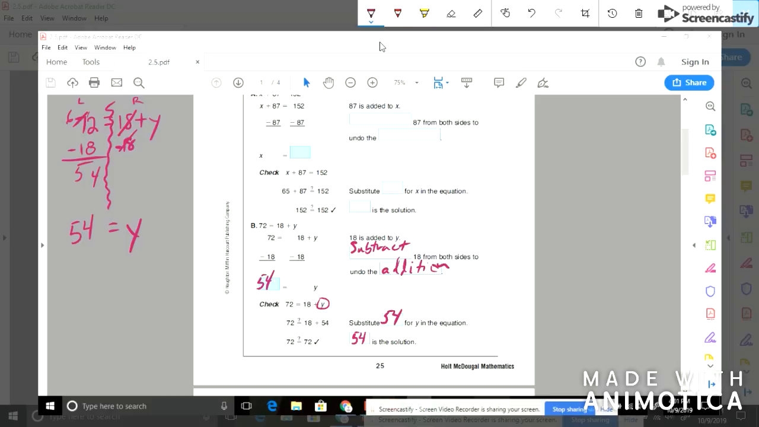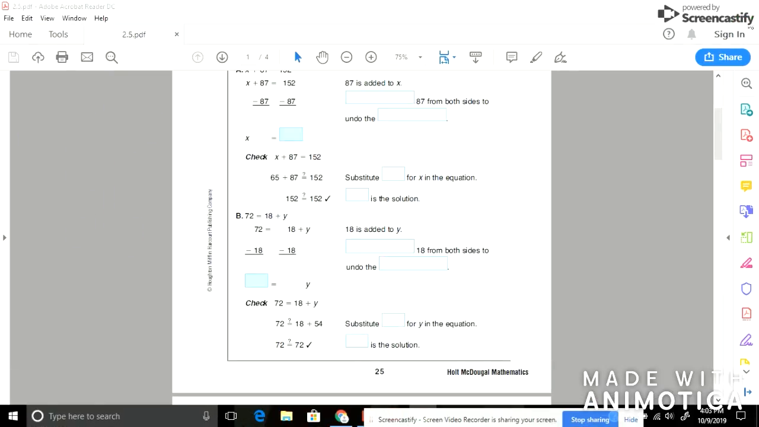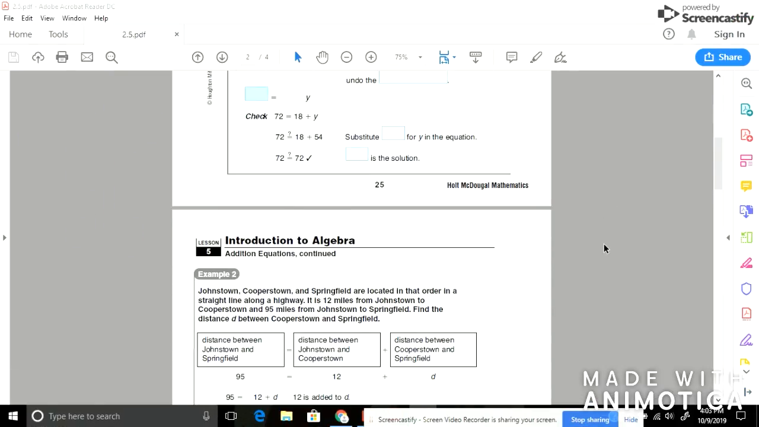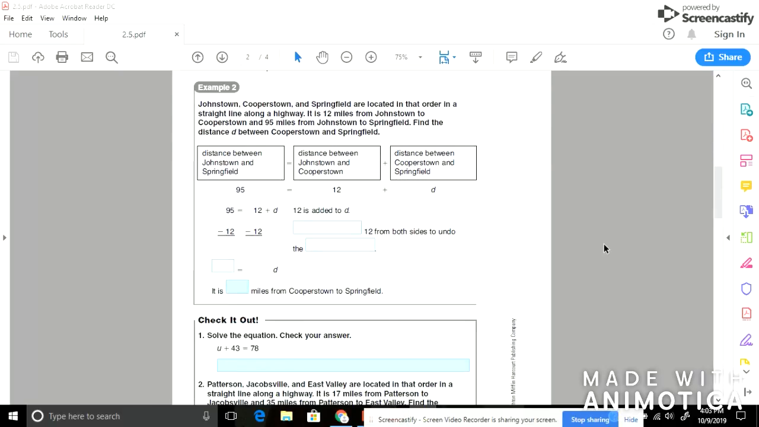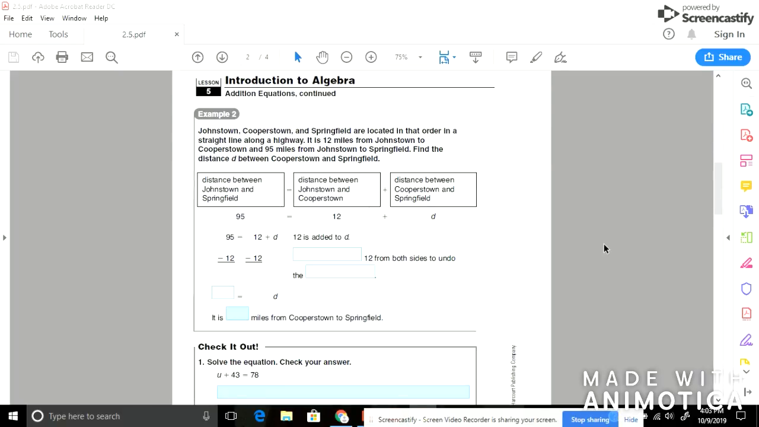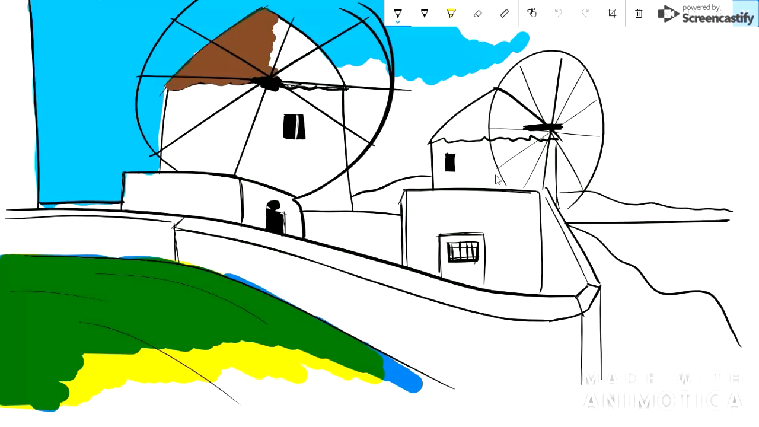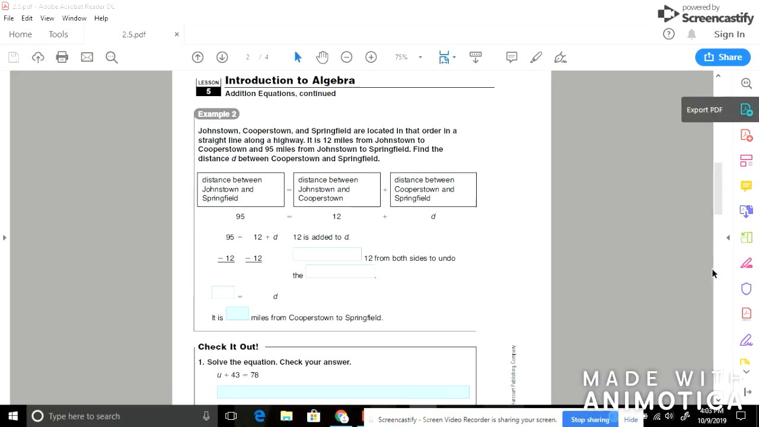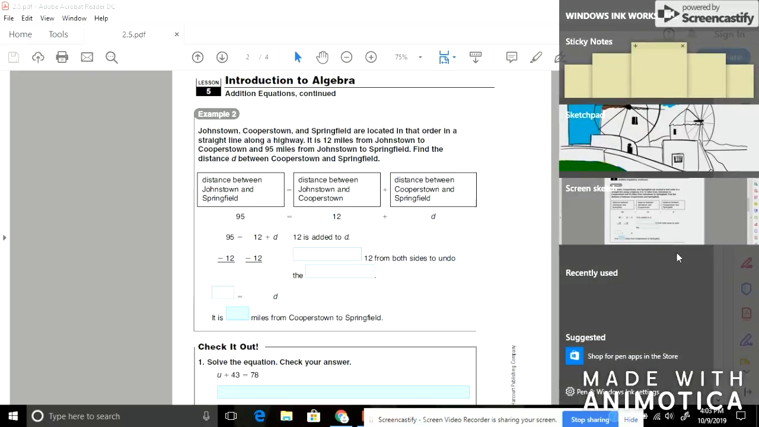Okay, wonderful. Let's next go to the back side and take a look at example 2. Whoops, I clicked on the wrong thing. I'm looking for screen sketch.